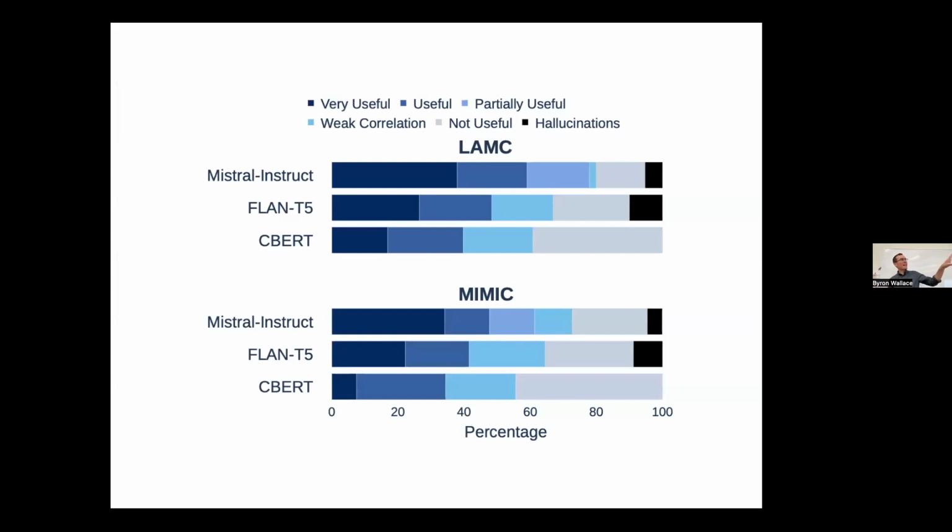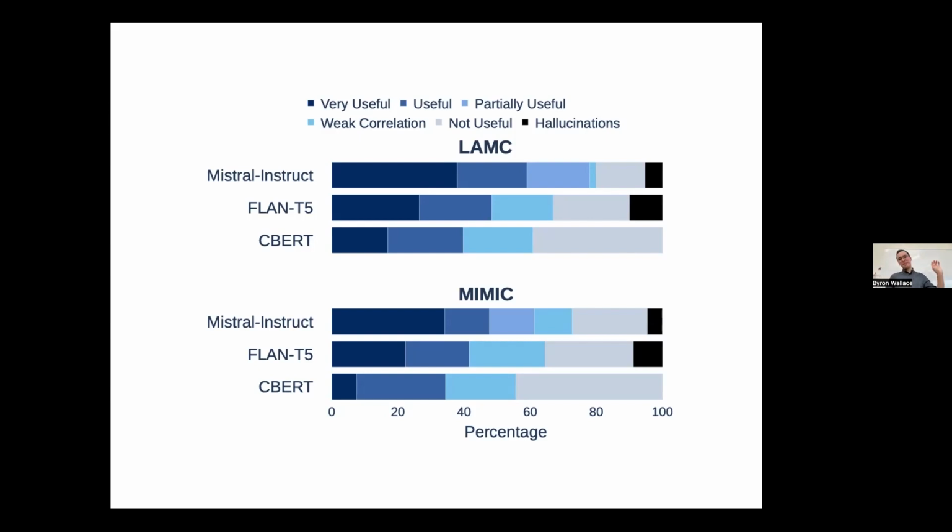Here, the large academic medical center is the Brigham and Women's data, anonymized for privacy reasons, and MIMIC is, of course, MIMIC. Basically this shows two things. One is that both language models are better at retrieving evidence that the practitioners found either very useful or useful. Weak correlation is this odd case where it's plausibly connected. For example, the patient had a headache at some point. That's not related, but it's also probably not that relevant. That's what weak correlation is. But generally speaking, the language models do better than CBERT, the clinical BERT neural IR baseline, in terms of finding relevant evidence.